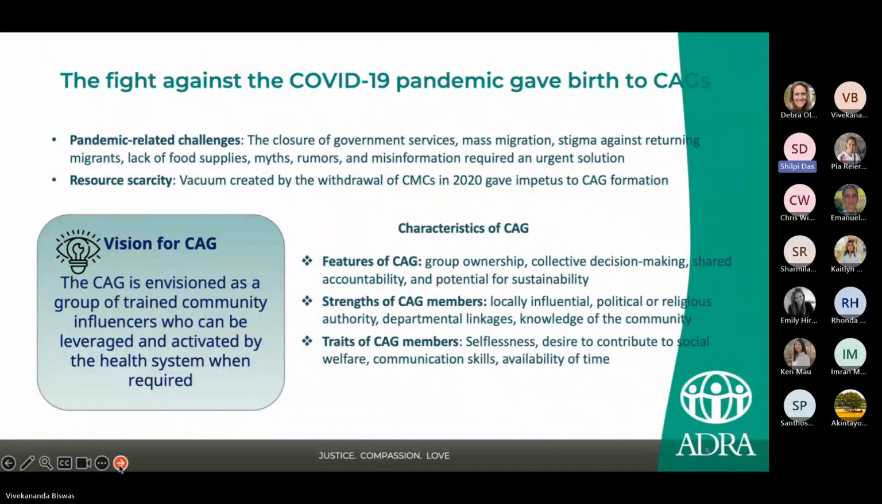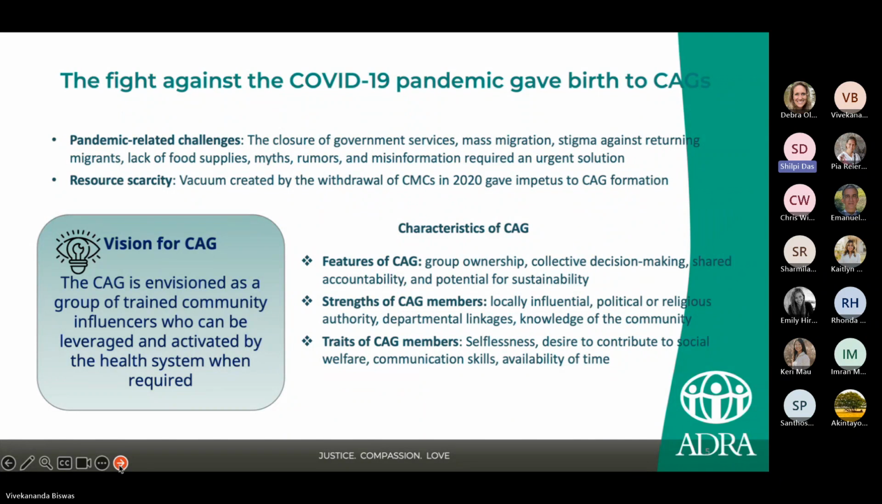And some of the critical characteristics of the CAG were very interesting. Most of the CAG members were found to have group ownership. They had collective decision making. They were accountable. When you ask about the strength of the CAG members, they were locally influential. So it was anyone, a Panchayati Raj member or the SAG member, but they had some kind of local influence at the village level. They were also somehow connected to religious authority or political, some of them. Departmental linkages were strong in the volunteers, and in-depth knowledge of the community was seen among the volunteers.